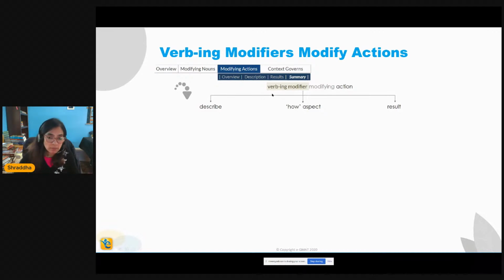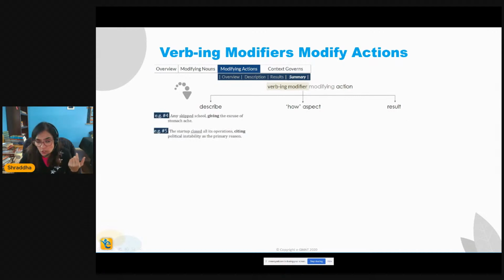So, as we discussed earlier, a verb ing modifier, when it acts as an action modifier, can perform these three functions. It can either describe the preceding clause, as I gave you the example of the Caspian Sea, where it was supporting the modified action, or it can present the how aspect, or it can present the result. And on your screen, I have a couple of examples related to all these three functions. So let's take a look at example 4.